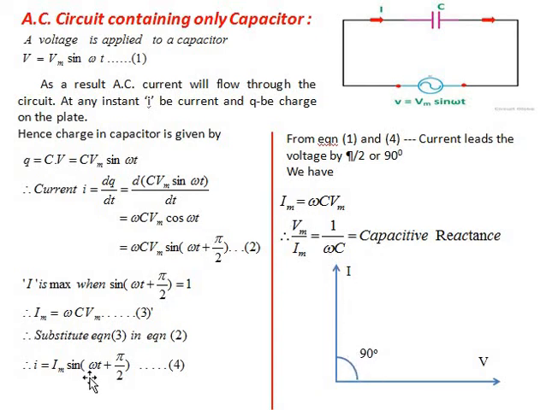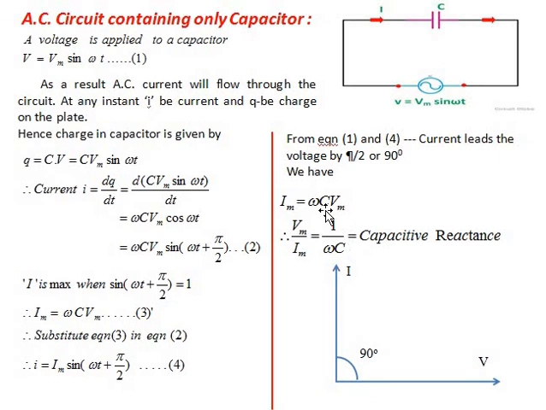So from equation 3, I is equal to omega C into Vm. Therefore Vm by Im is equal to 1 by omega C. From Ohm's law, I is equal to V divided by R, or R is equal to V divided by I. What does it indicate? This indicates resistance, opposition. But in the case of a capacitor, it is not called resistance, it is called reactance.